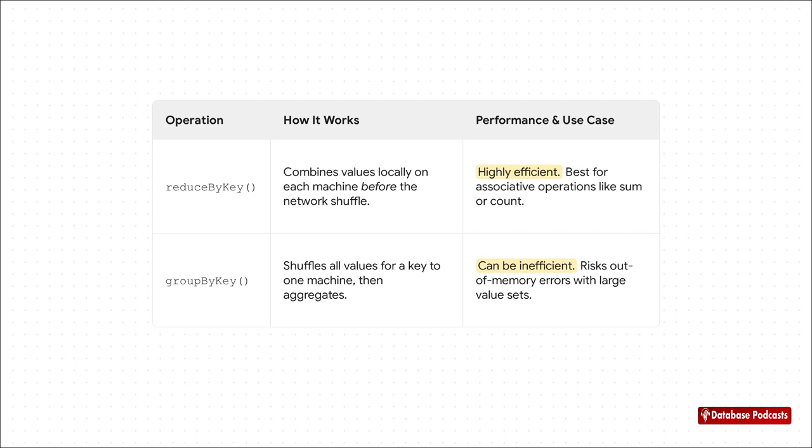It's smart. It does a mini aggregation on each machine before it sends anything over the network. So for our word count, it adds up all the ones for error on each machine first, and then it shuffles just that one subtotal. On the other hand, groupByKey just shuffles everything. It sends every single one for error from all the machines to one single destination, which then has to hold all of it in memory to do the sum. You can see how that could easily cause network jams and memory errors, right? So, rule of thumb, always go for reduceByKey if you can.